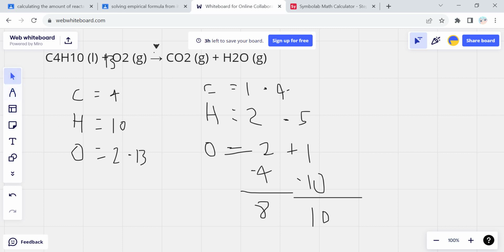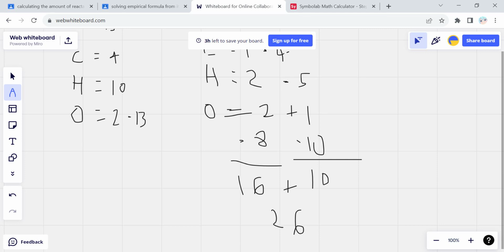No, wait, no. This becomes 8 actually. So 2 times 8 equals 16. Sorry for that. So 16 plus 10 is 26. 2 times 13 is 26. Our oxygen is balanced. There we go.